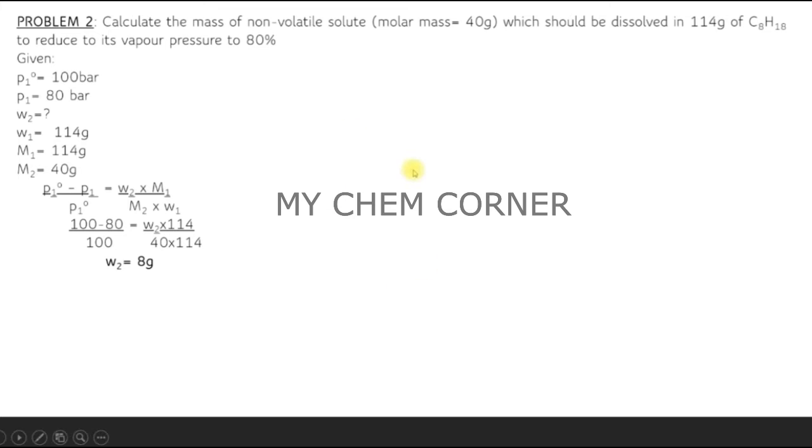Alright, so this way, whenever we have so many random values to substitute, it's always easier to first write down the values that are given in the problem, and then write down what is being asked. Then it's easy for us to calculate the entire problem.